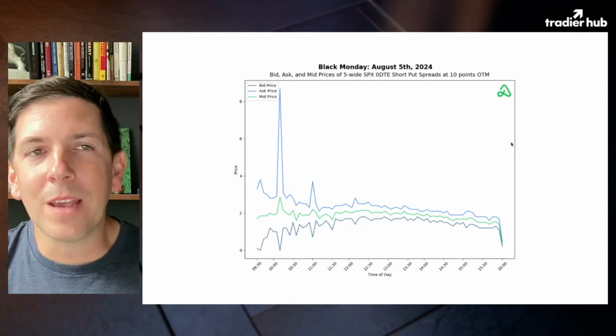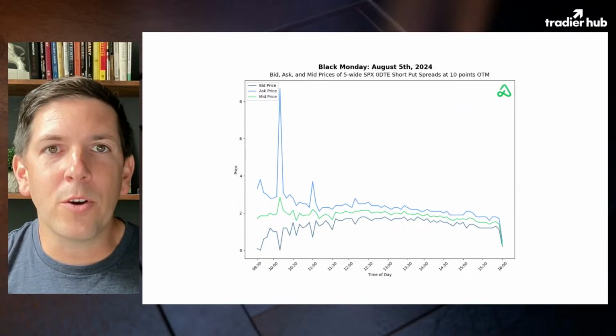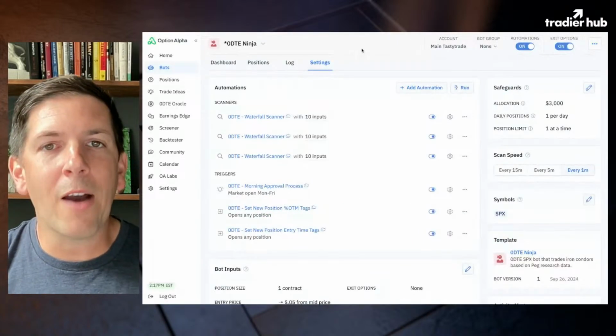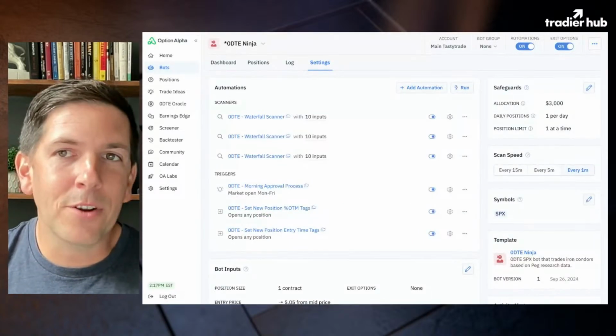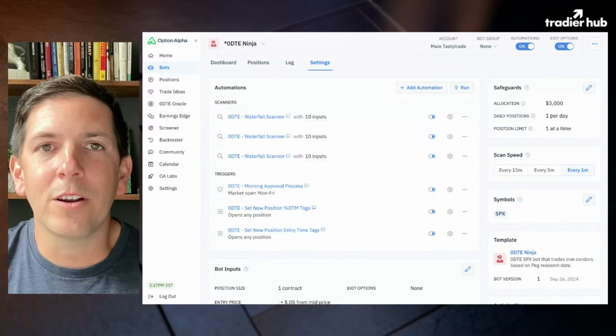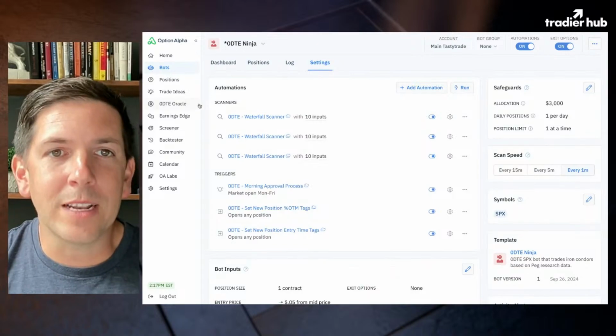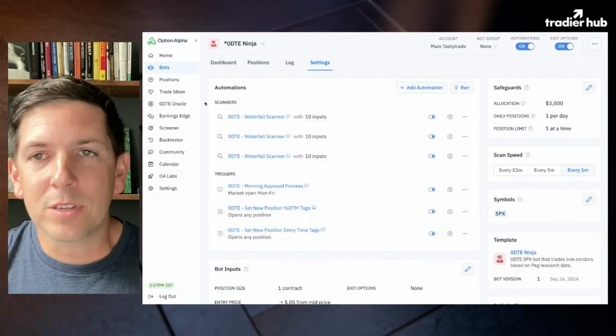Okay, so now that we have that as a background, what I wanted to do is jump over and show you how you can do this inside of your account at Option Alpha. If you don't already have an account, go ahead and sign up, start a trial here. You can trade 0DTE contracts. You can use the Oracle to find new ideas and backtest ideas for 0DTE trading.